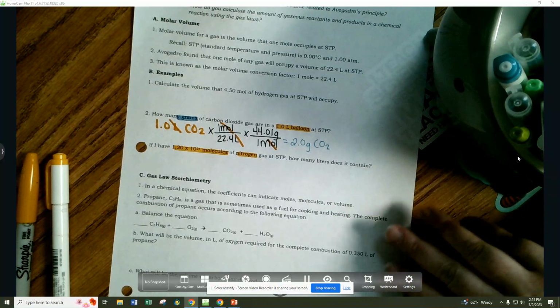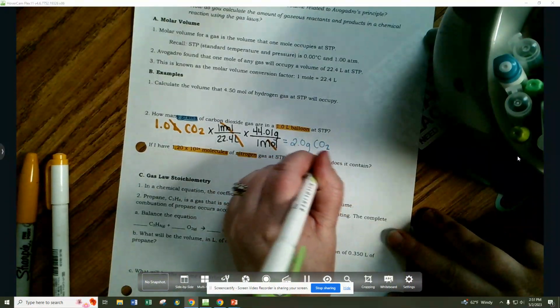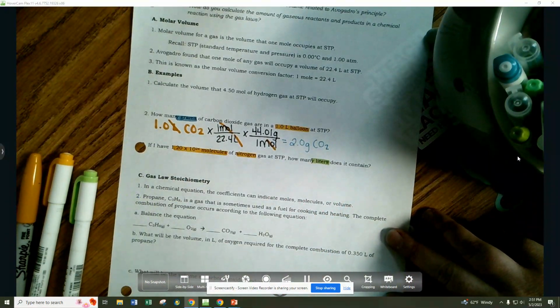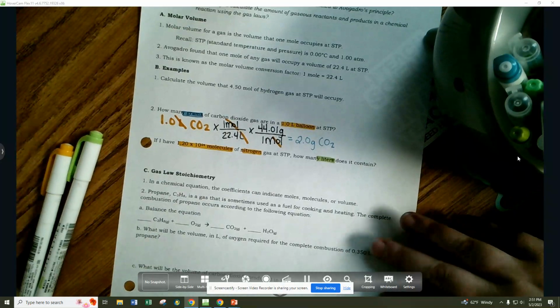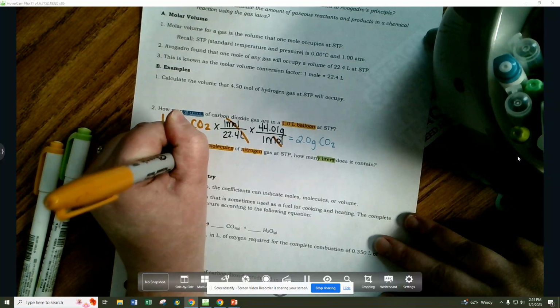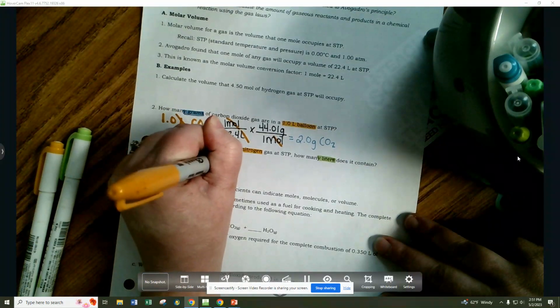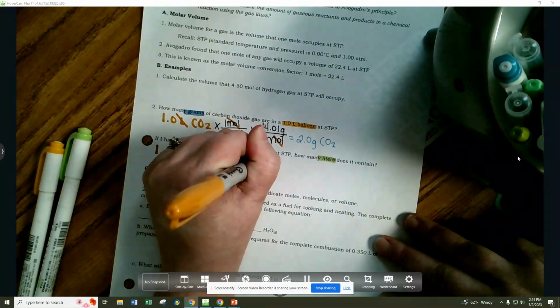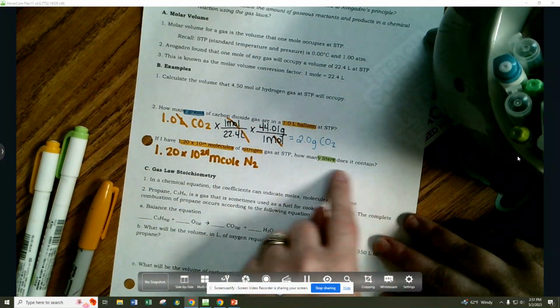So how many liters does it contain? Okay, so what we have is our given of 1.2 times 10 to the 24th molecules of nitrogen. What we're trying to figure out is liters.